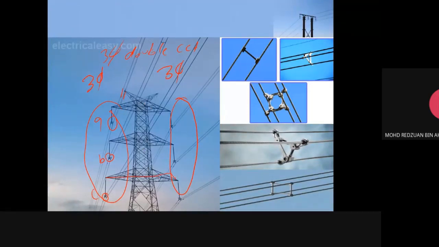This configuration will give us the value of L and C. Because the resistance is equal to rho L over A, it isn't affected by the transmission line arrangement or configuration. But this configuration will affect the value of L and C.